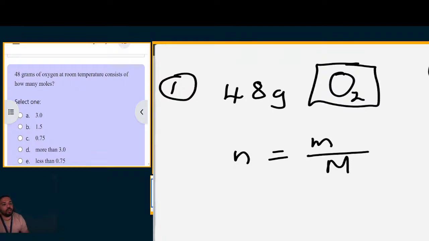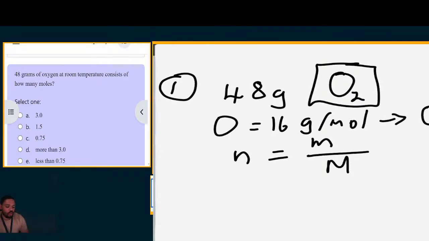Let me just see if it's still fitting on the screen. Okay, let me rather write it this way. One oxygen has a molar mass of 16 grams per mole. Therefore, 2 oxygens, or O2, would have a molar mass of 32. So O2 would be 16 grams per mole multiplied by 2, so that is 32 grams per mole.